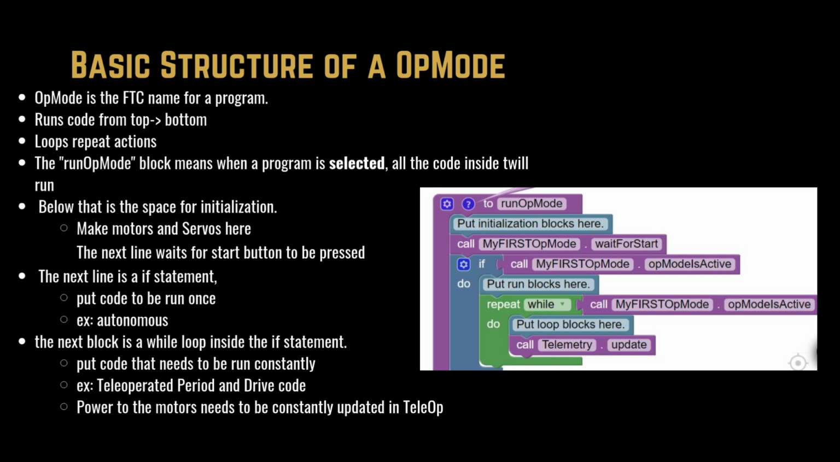And then the final block is the call telemetry.update, which is updating the telemetry, which is basically text that will help you debug stuff that you can put onto the driver station, and you do not need it. It's not needed for it to run.